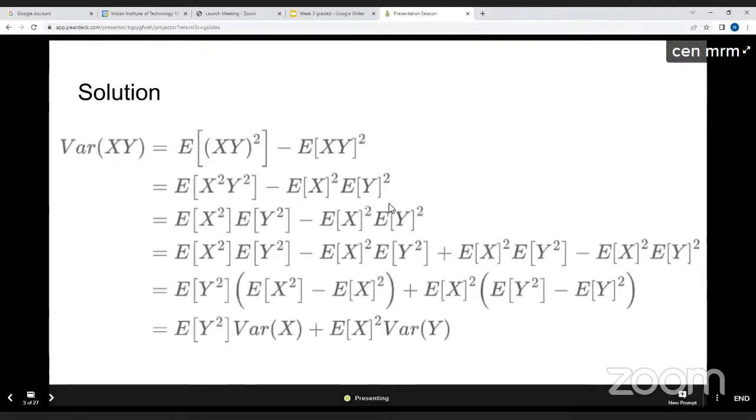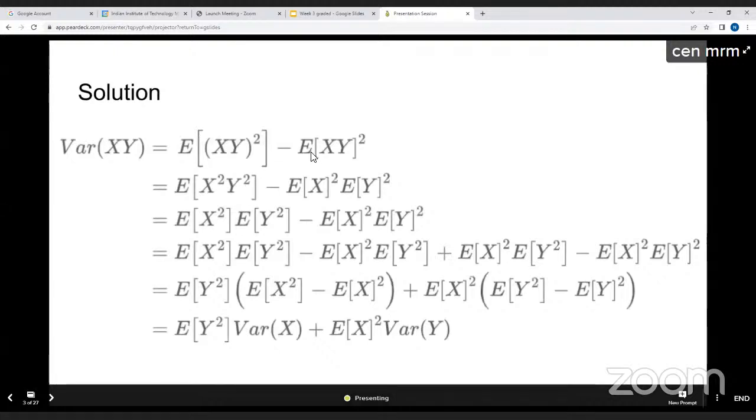Ma'am, can you please explain the second step? Okay. So the first step is clear, right? The first step is the formula. Now the first term here, the expected value of xy square, we can write as x square times y square, right?